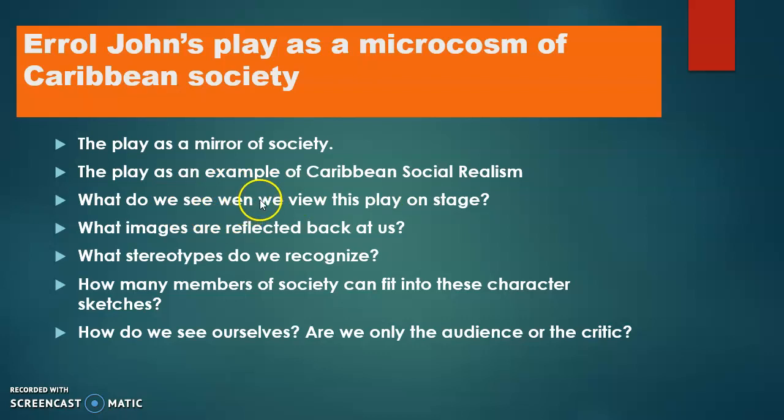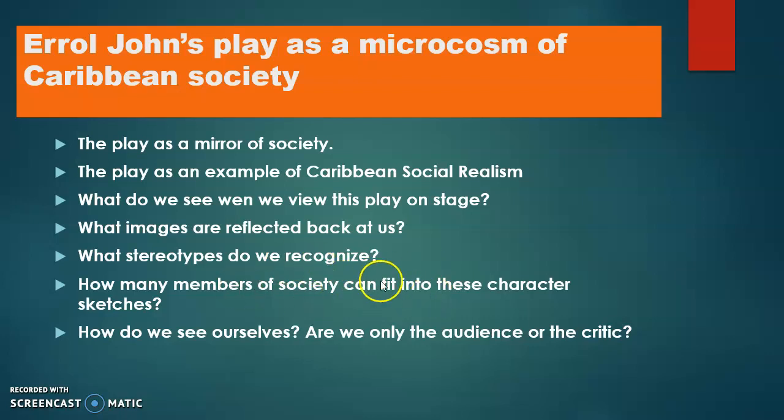What do we see when we view this play on stage? So we sit in a theater and we watch it on stage. What do we see? They're images that are reflected back at us. And so you see literature functioning in a special way. It gives us ourselves so we could look at and criticize. What stereotypes do we recognize? Do you see your neighbor? Do you see probably your mother, your daughter, your sister, yourself?